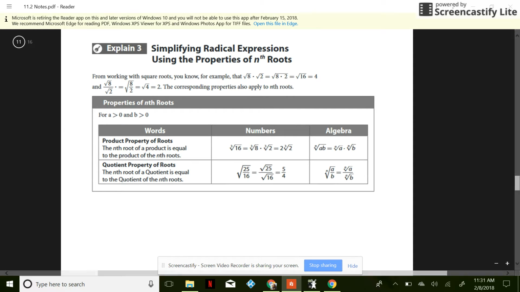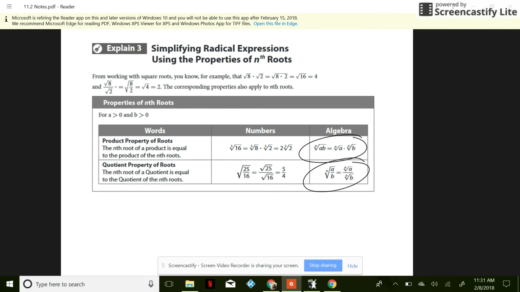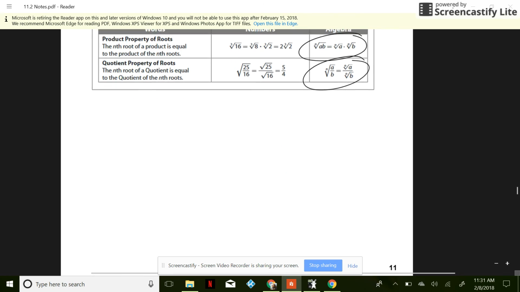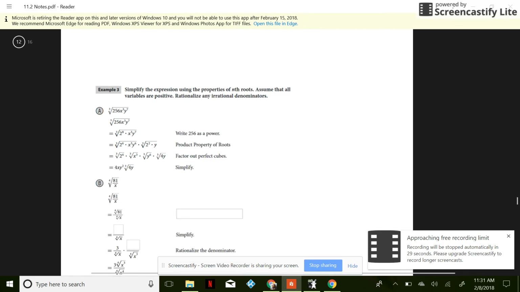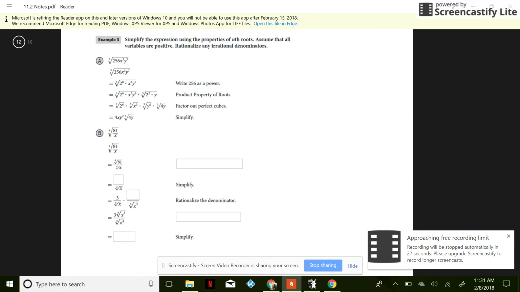So from working with square roots, we can know some things about products and about division. These properties will also apply to nth roots. So the product property of roots says we can break apart a square root in both a product and in a quotient. We can take a product or a division and break apart the roots there as well. So we'll work through some examples of that here in the next video.